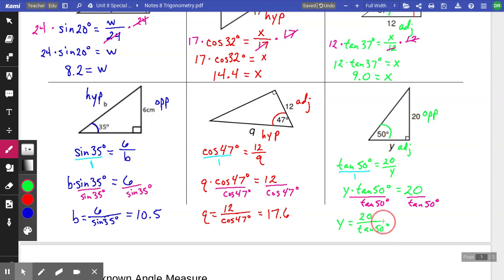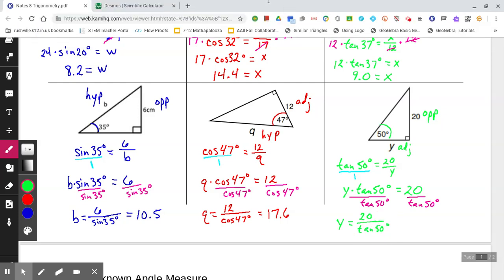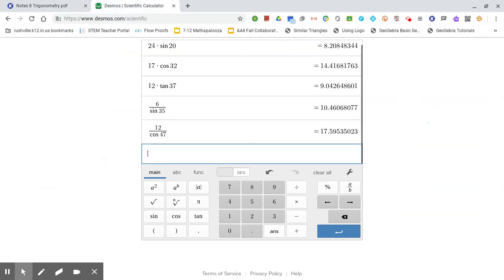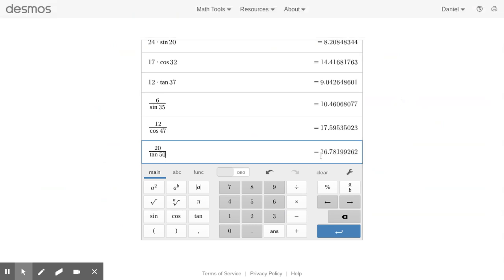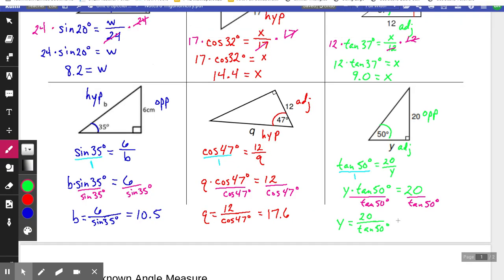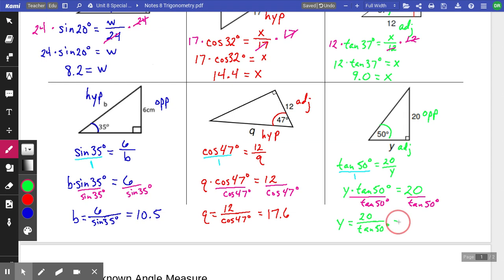And again, let's go get that decimal approximation. 20 over tangent of 50. And there we go. We get 16.78, which is going to round to 16.8. So decimal approximation here, roughly 16.8. And so the adjacent side, this missing adjacent side, is about 16.8 units in length. Not exactly, but very, very close.